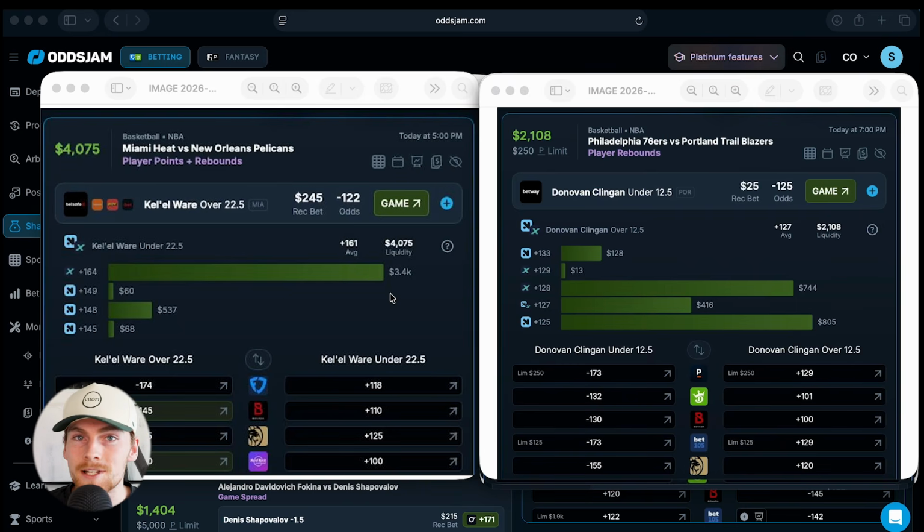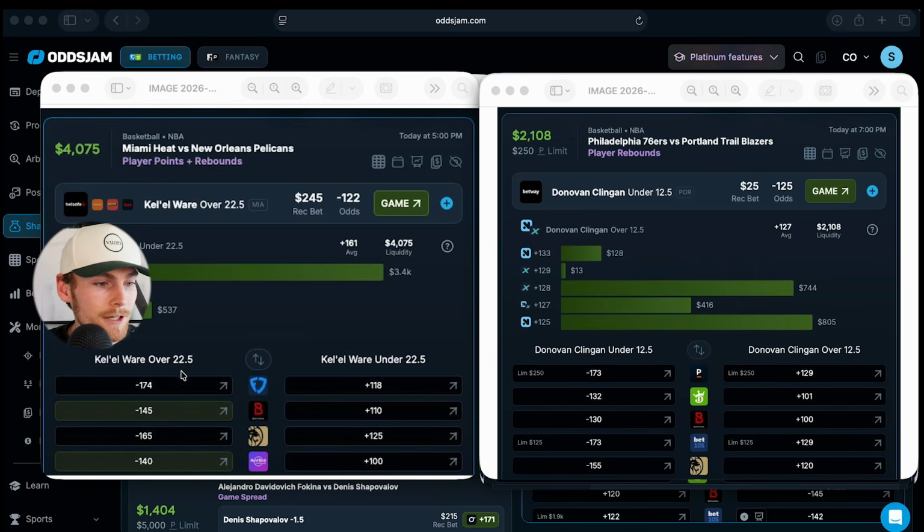3.4K, that's one person in all likelihood putting that bet down because they are so confident on this line. What I like to do next is check it against other sharp books. So we know that FanDuel is a pretty sharp NBA player prop book. We can see here FanDuel's odds minus 174, very juicy. However, we can also see that Hard Rock is at minus 140, Bovada minus 145.